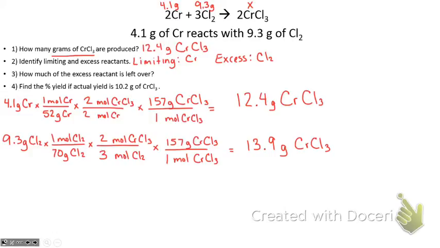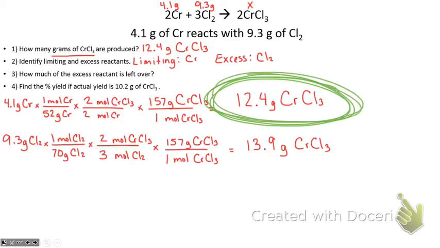Okay, number 3 is another doozy here. It says how much of the excess reactant is left over. Oh my goodness. Okay, so how are we going to do this? I'm actually going to do another mass to moles to moles to mass calculation, but this time I'm going to start with my theoretical yield of my product and connect it back to mass of my excess reactant here. So this is kind of another mass to moles to mass calculation, and I'm going to see how much mass of Cl2 I would use if I were to, in theory, produce the full 12.4 grams of my product.